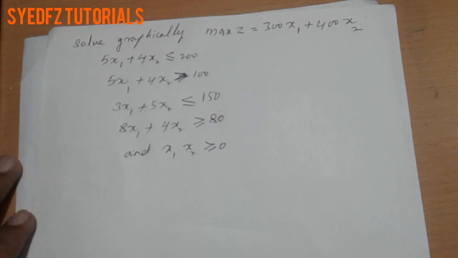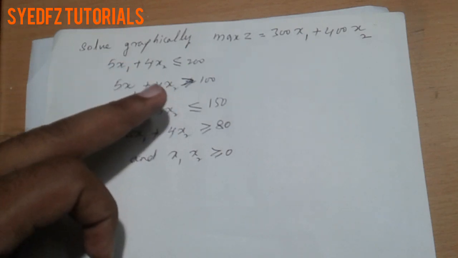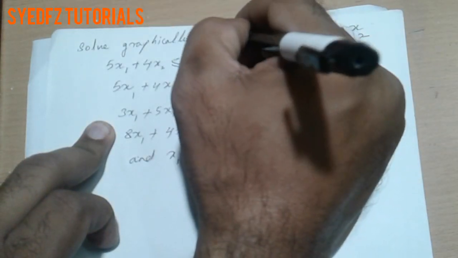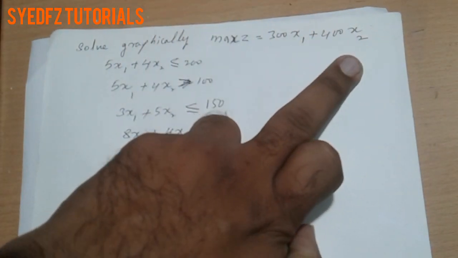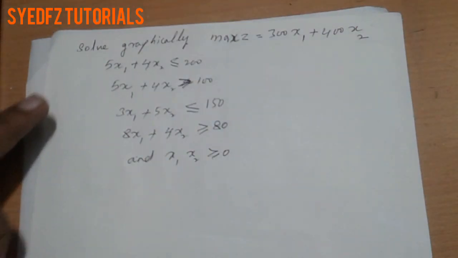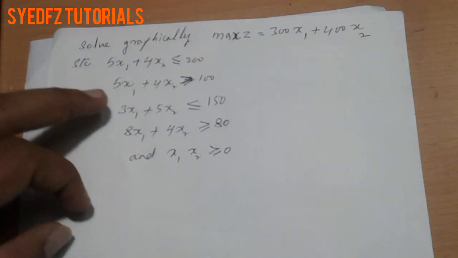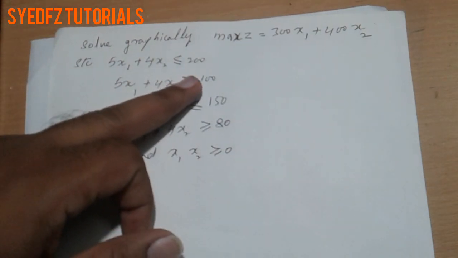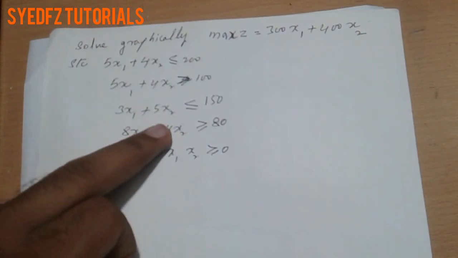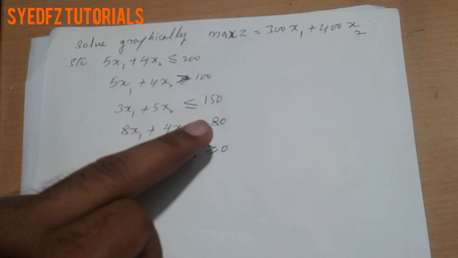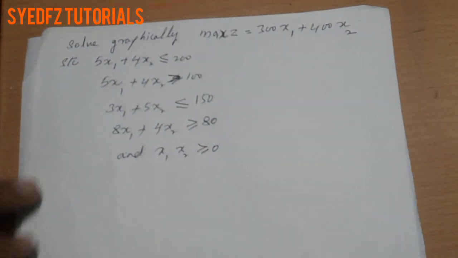Okay, here the equation is directly given, like solve graphically. Max means this is a profit problem. Z is equal to 300 x1 plus 400 x2, subject to constraints, STC. What are the constraints? 5x1 plus 4x2 less than 200, 5x1 plus 4x2 greater than, 3x1 plus 5x2 less than, 8x1 plus 4x2 greater than, and decision variables are greater than or equal to 0.